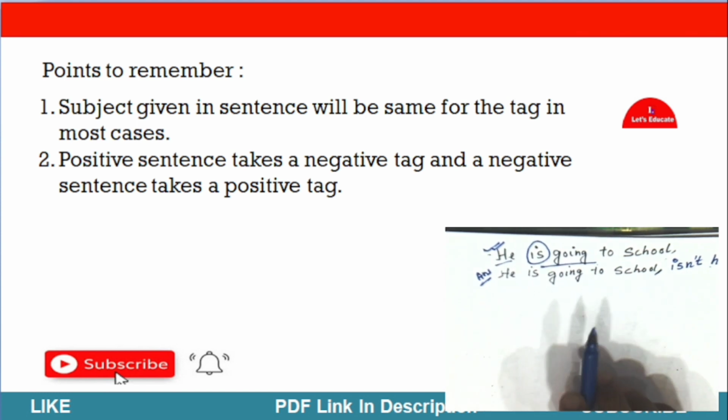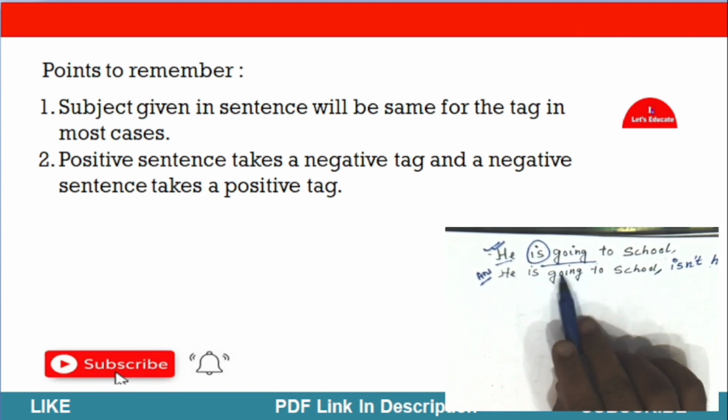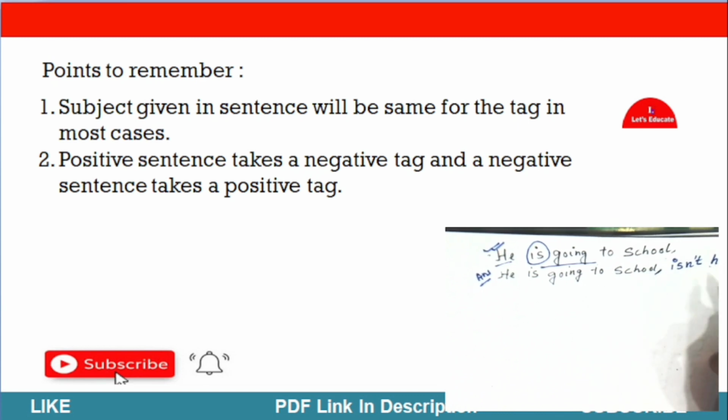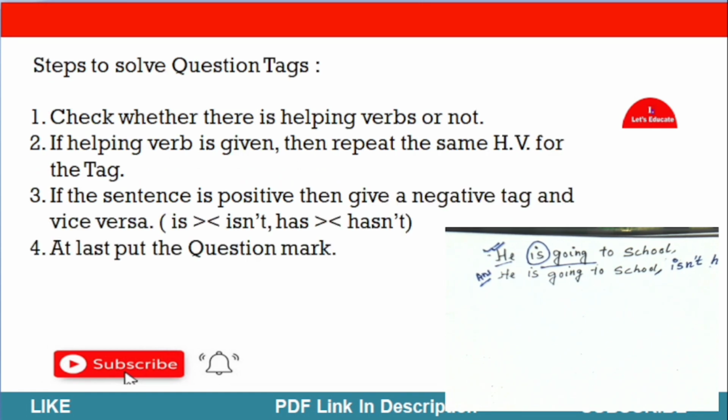Okay, our job is finished. This is the tag. He is going to school, the answer will be isn't he? And don't forget one thing. What? After your job is done, put one question mark. Here is our question mark, and with this, our question tag is finished. You will get 1 mark for the answer.